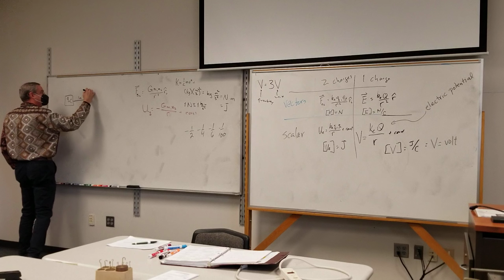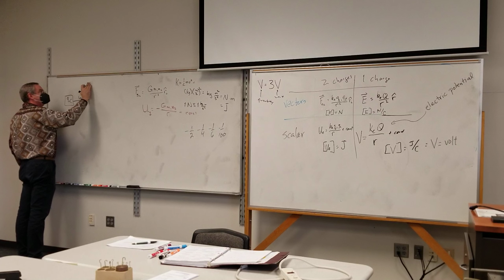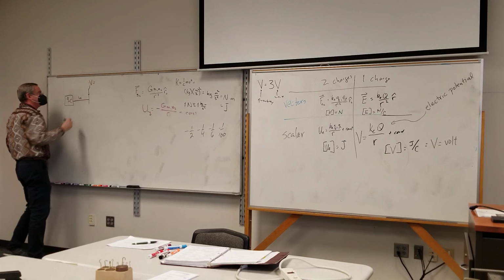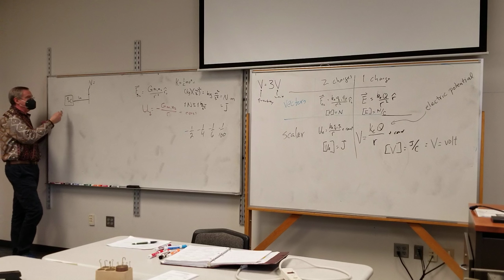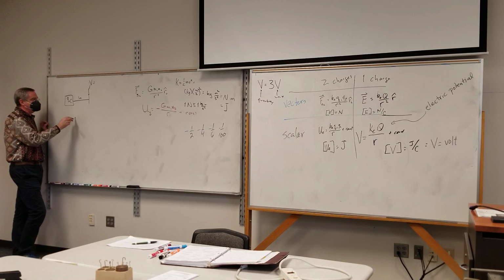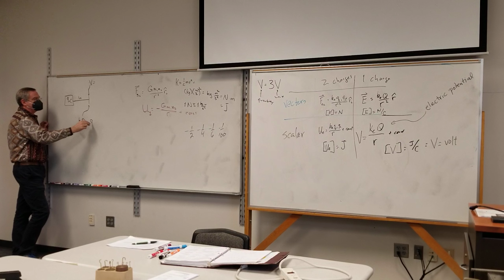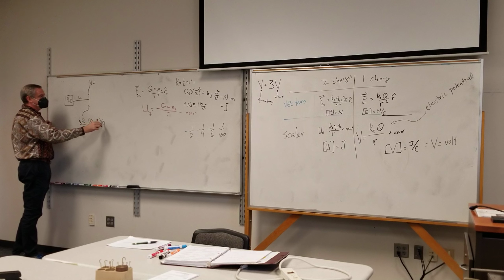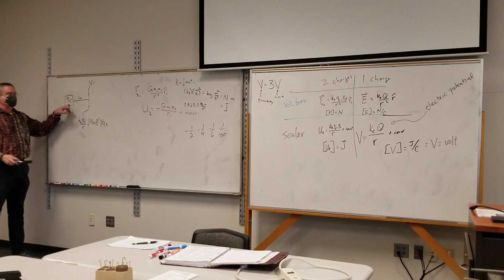Meter away. What is the electric potential here? Well, I got 9 nanocoulombs, so my electric potential at this point is kQ over r, so that's roughly 9 times 10 to the 9th, times Q of 9 times, what's a nanocoulomb?